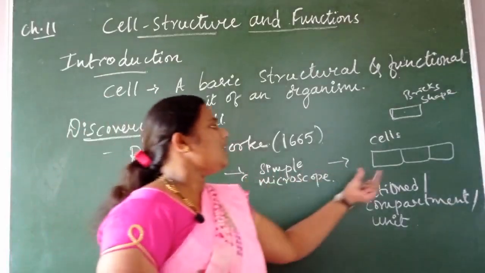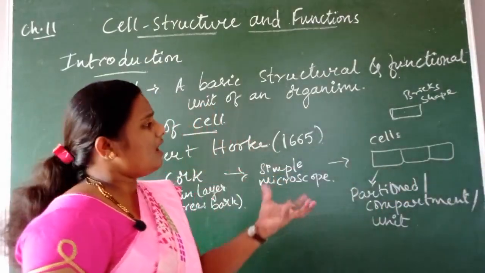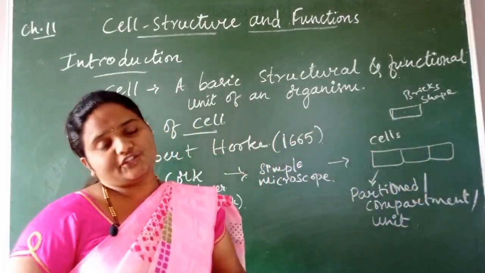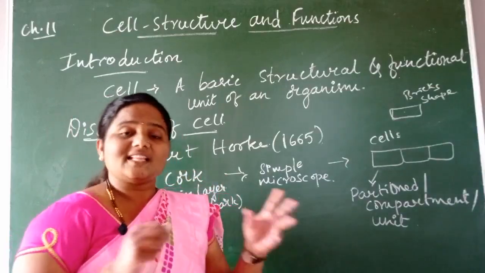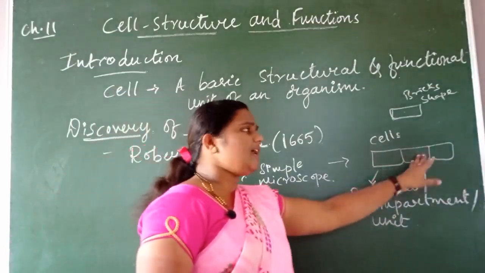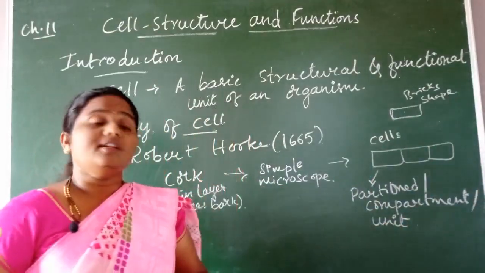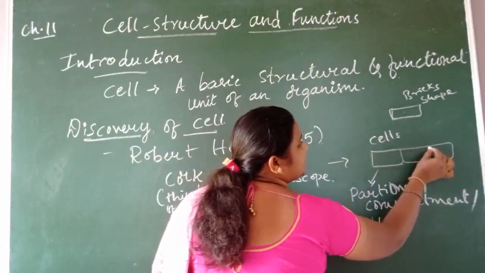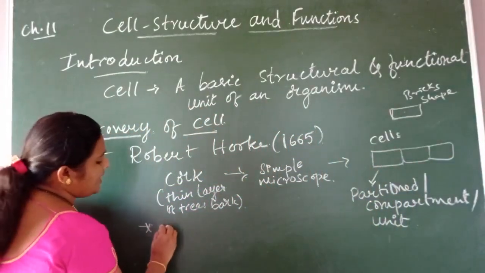Okay, now he observed that under the simple microscope there were partitioned units present close to each other, just like in a honeycomb, isn't it, children? In a honeycomb, the honey cells are present very close together. In the same way, he observed the cells here. And he also noted that they were separated by a layer. Understanding, children? They were separated by a thin layer.